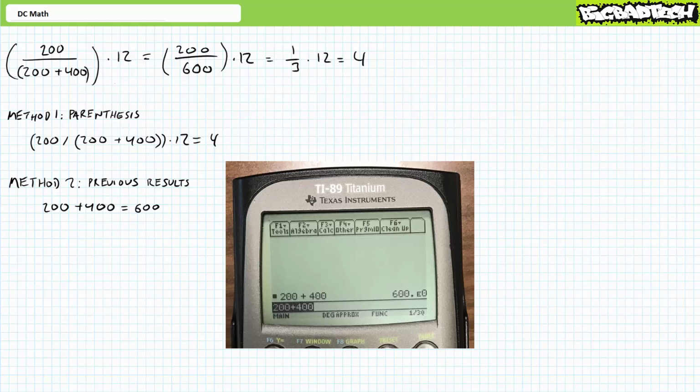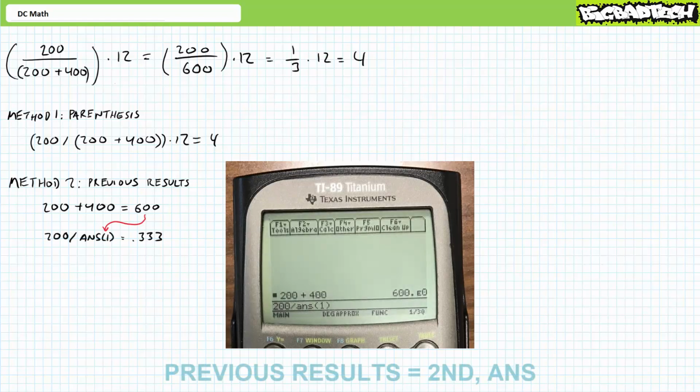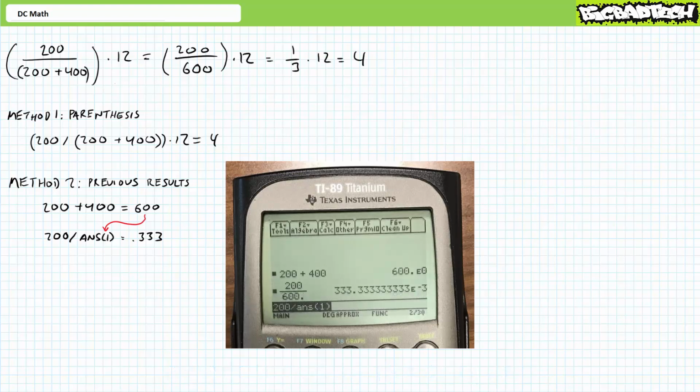It's a waste of your time and you might screw it up if you ever had to enter a more complicated number. Simply use the previous results key by pressing second answer in the bottom right corner. Press enter. The calculator gives us the decimal equivalent for 1/3 expressed in engineering format.